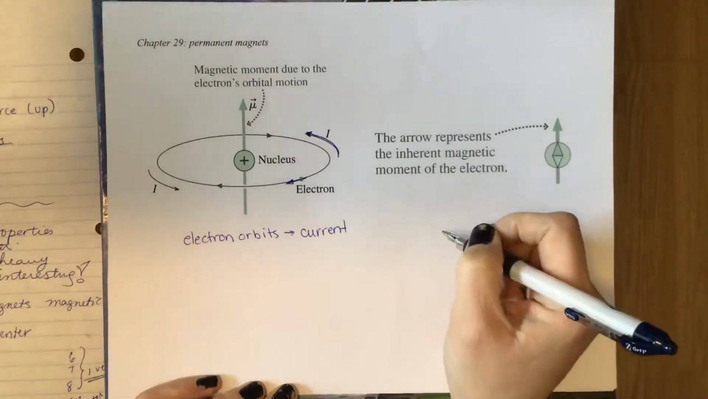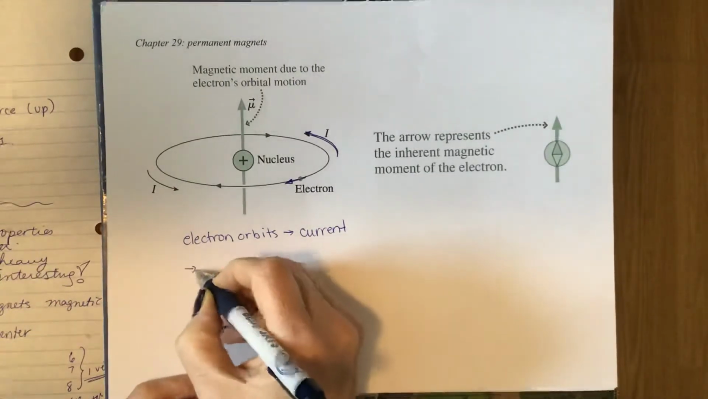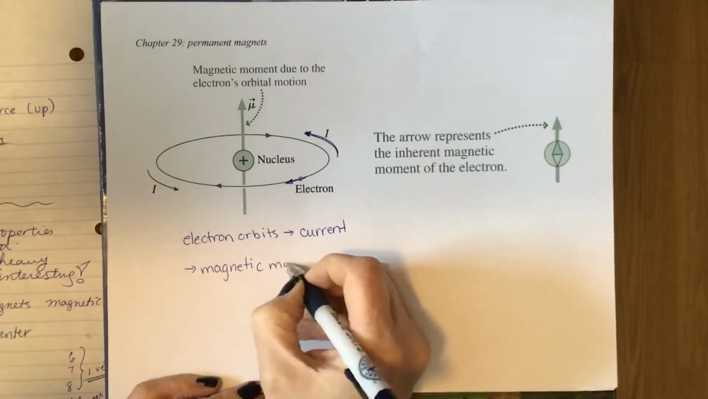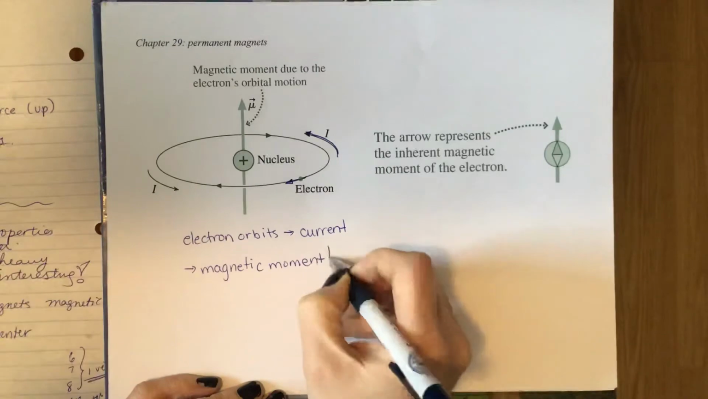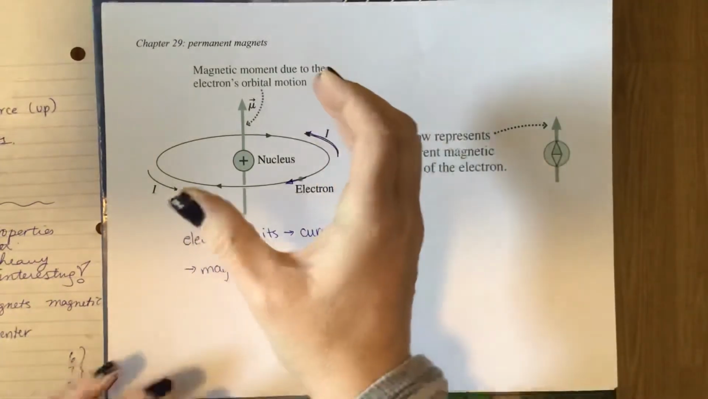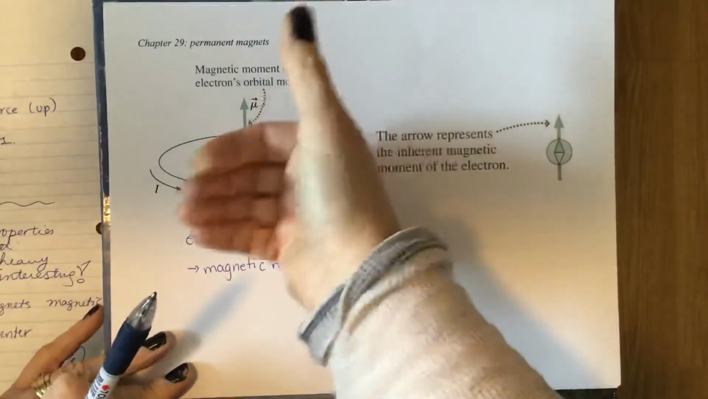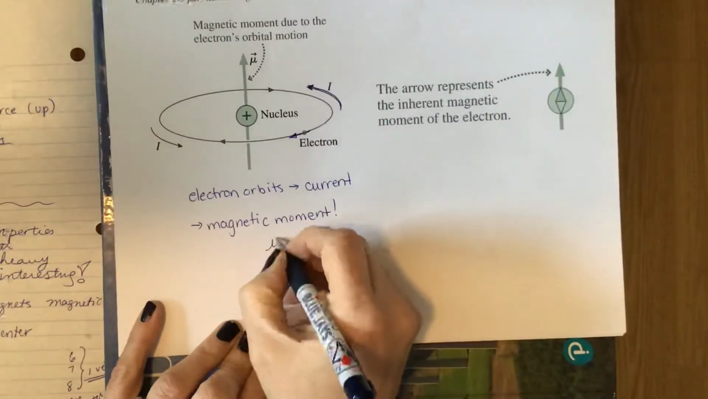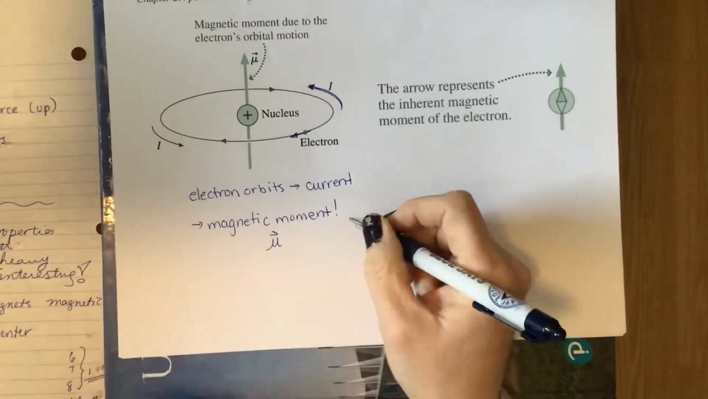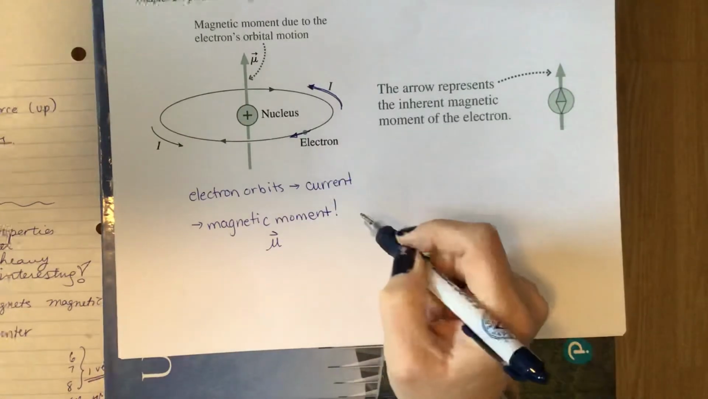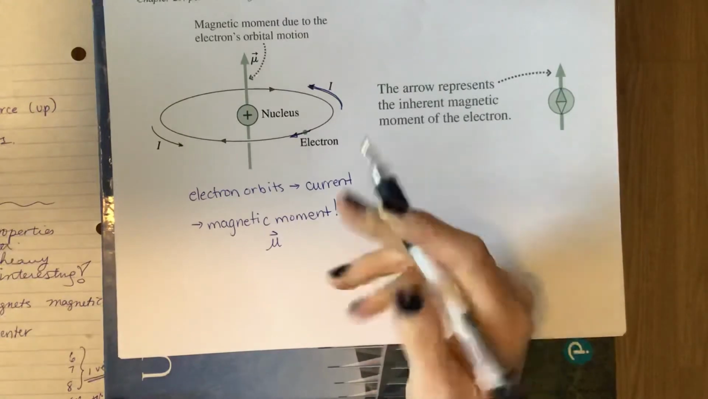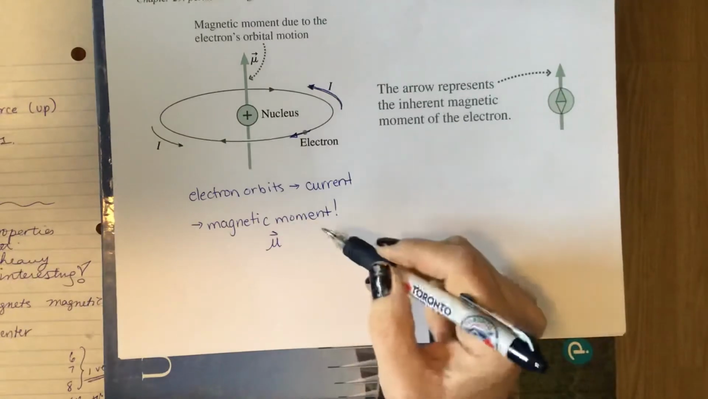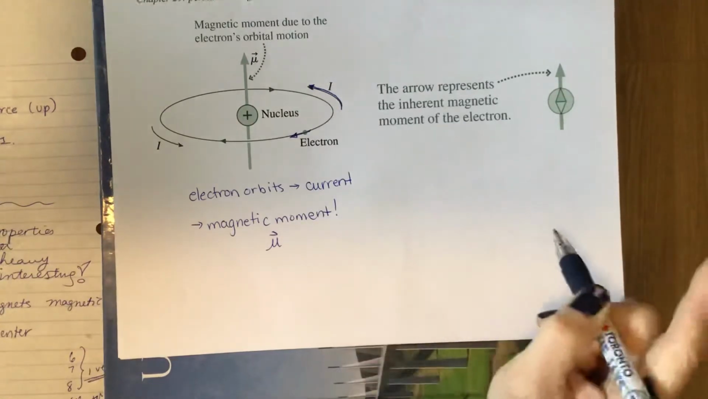And current loops produce magnetic moments. And we know the direction of the magnetic moment. You curl your fingers in the direction of current, and your thumb shows your magnetic moment. So magnetic moment was the mu. So that means every single atom, because they all have spinning electrons, is a little tiny magnet, and each of them have a north and south pole. In many materials, those magnetic moments do tend to cancel. We're going to discuss that a bit on the next slide.